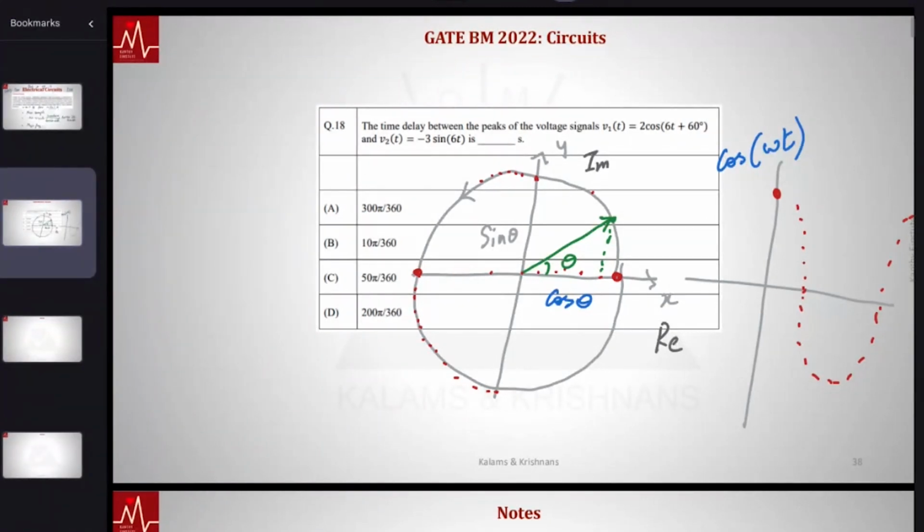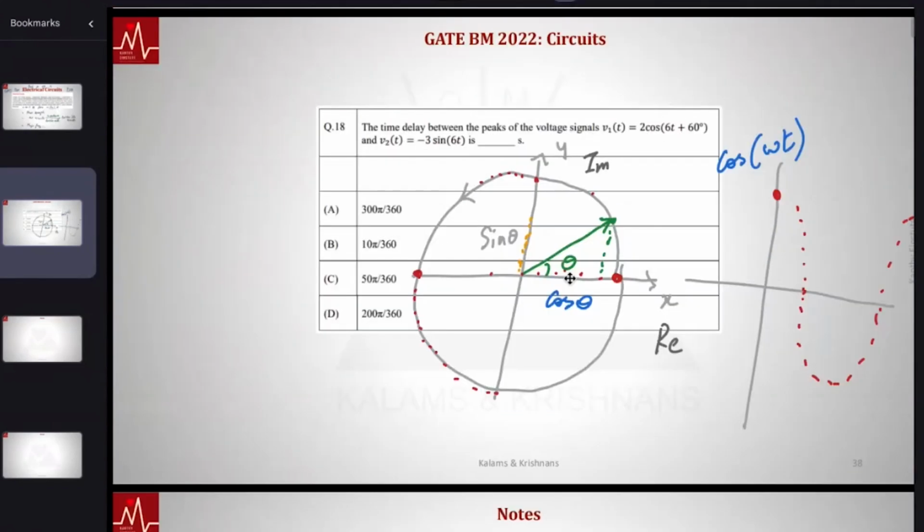So again, if you look at this component, the vertical component, you will be getting a sine curve. But to solve this question, what you need to know is the phasor convention. What they are asking is, what is the time delay between peaks of the voltage signal V1 and V2?